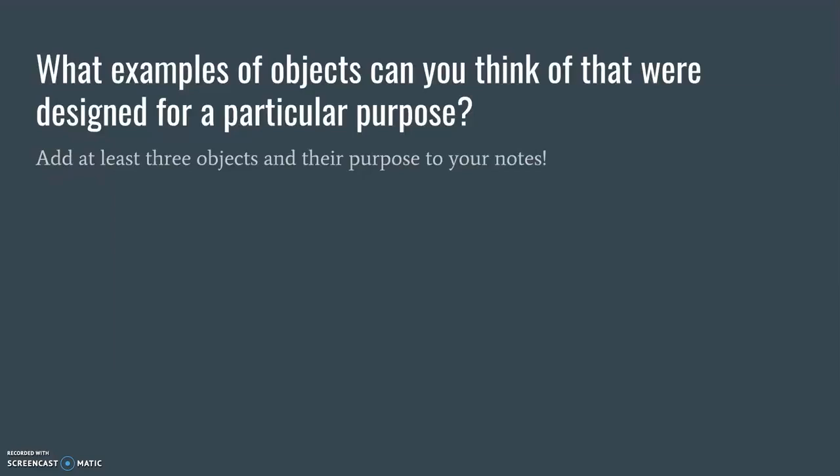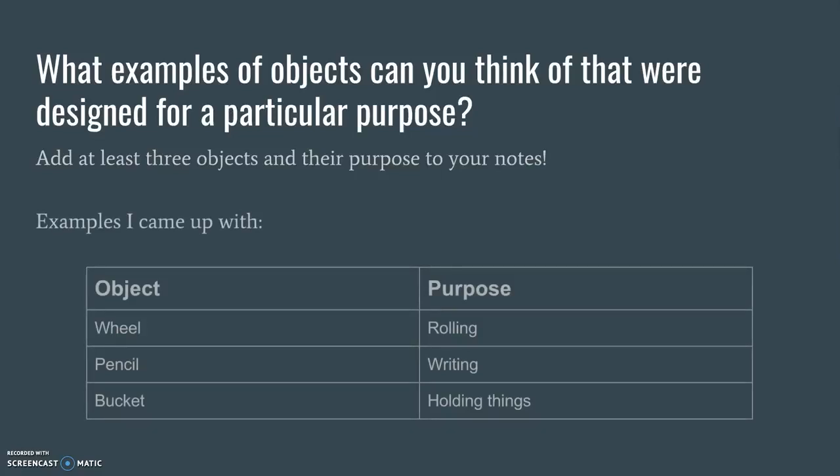In a second, I'll bring up my 3 brainstorms, and here they are. Examples that I came up with are, we've got a wheel. Well, a wheel's purpose is to roll. Typically, you put wheels on things like carts and such, and it makes them really easy to carry along. If wheels were, for example, square, it'd be a lot harder to roll them.